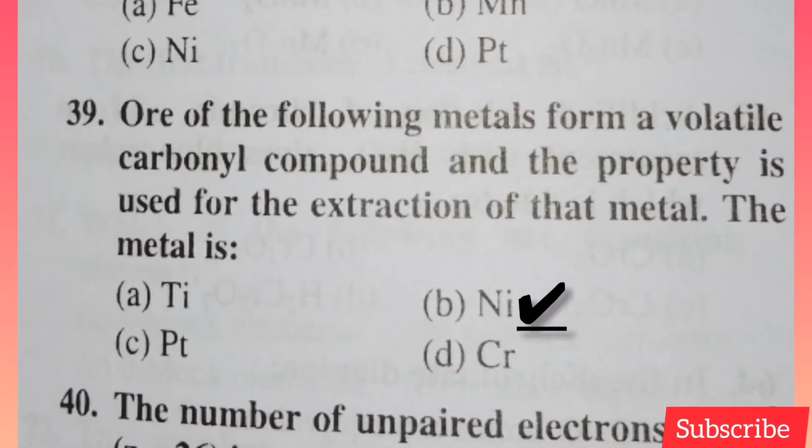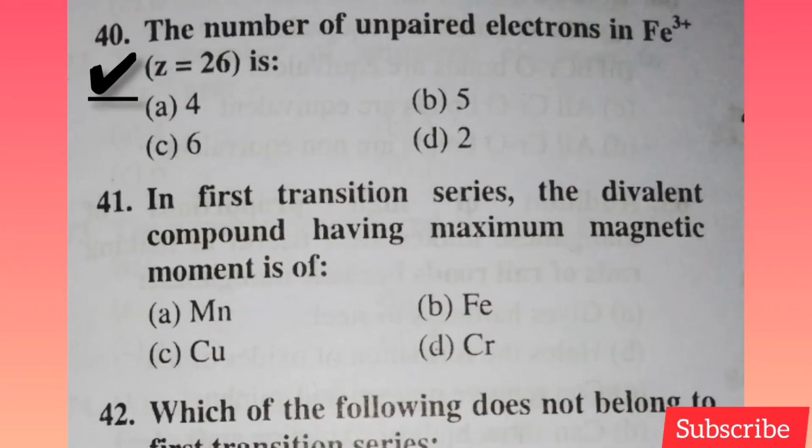The metal is nickel, option B is correct. The number of unpaired electrons in Fe3 positive, Z is equal to 26, option B is correct. In first transition series, the divalent compound having maximum magnetic moment is of manganese, option A is correct.